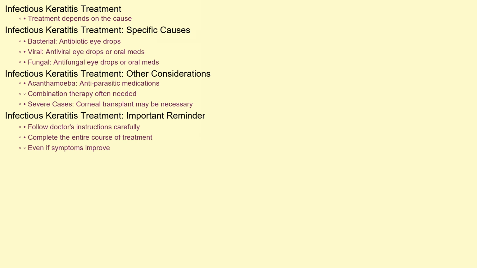Treatment for infectious keratitis depends entirely on the cause. Bacterial keratitis is typically treated with antibiotic eye drops. Viral keratitis may require antiviral eye drops or oral medications. Fungal keratitis can be challenging to treat and often involves antifungal eye drops or oral medications. Acanthamoeba keratitis requires a combination of anti-parasitic medications. In severe cases, a corneal transplant may be necessary to restore vision.